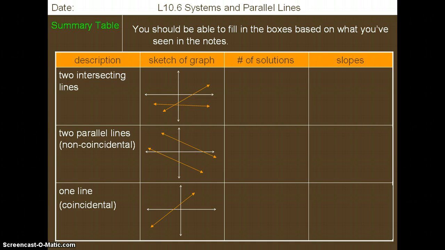You should be able to identify how many solutions 2 intersecting lines have as a system of equations, how many solutions 2 parallel lines have as a system of equations, and how many solutions 1 line has as a system of equations. And you should be able to describe the slopes of the 2 intersecting lines, the 2 parallel lines, and the single coincidental line.